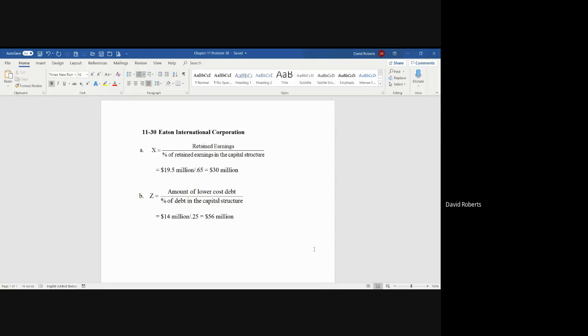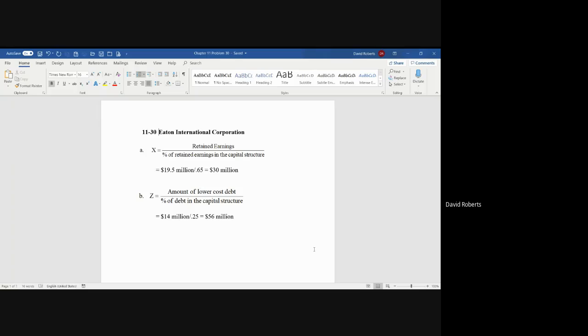To have 19.5 million available for investing, if you have 65% of your monies come from retained earnings, you need to have a gross amount of 30 million. So think of the 19.5 million as the net amount, and the 30 million is the gross amount.